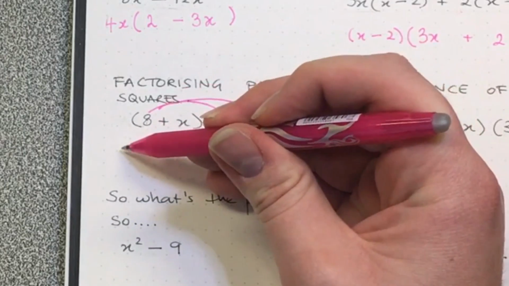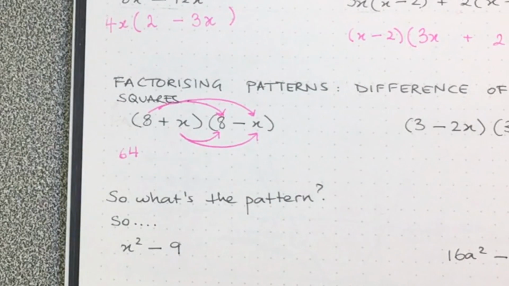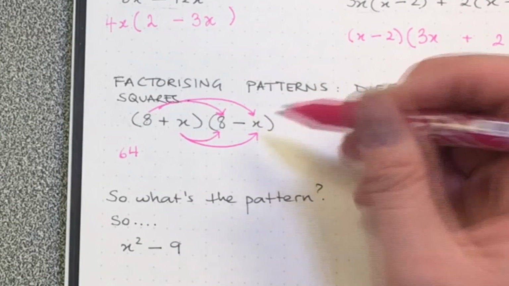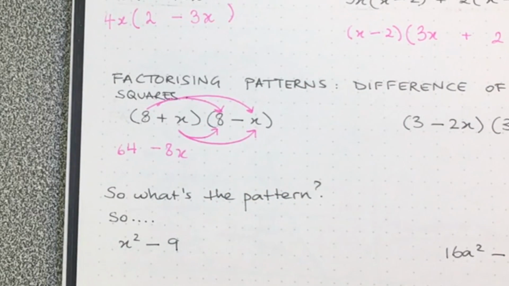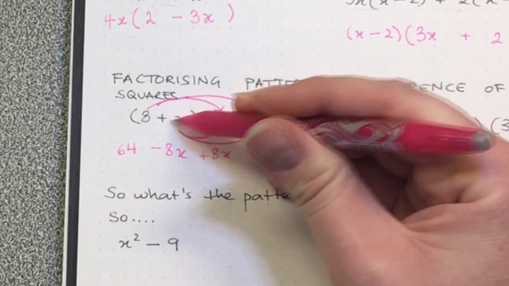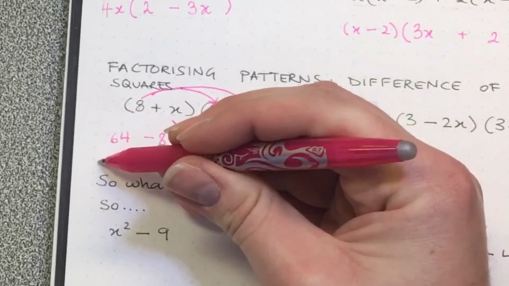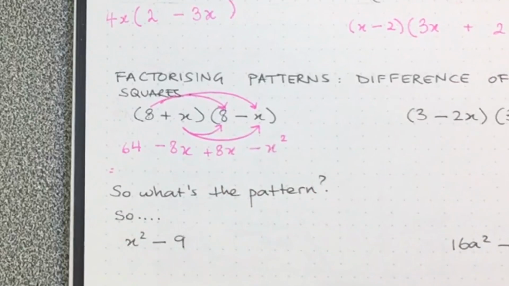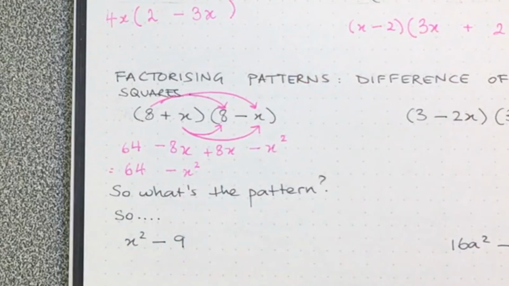8 times 8 would be what? No, it's not 16. 8 times 8 is 64. 8 times negative x would be negative 8x. Positive x times 8 is plus 8x. And positive x times negative x is negative x squared. If we tidy this up, negative 8x plus 8x equals 0. So it just becomes 64 minus x squared.